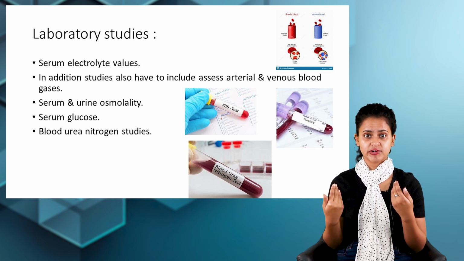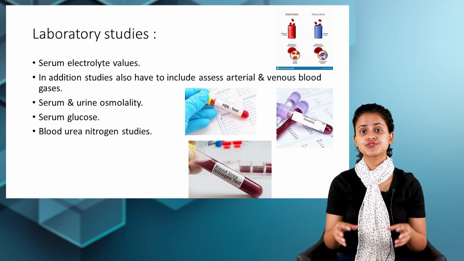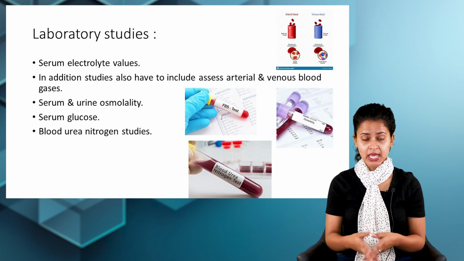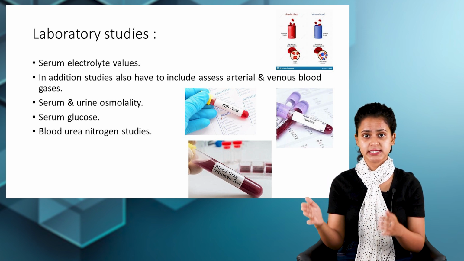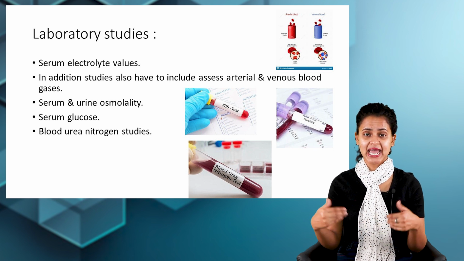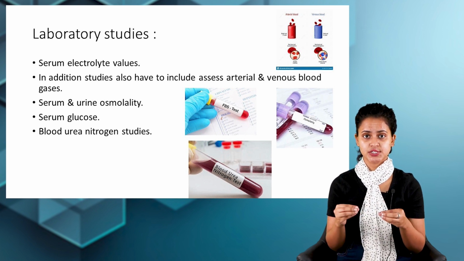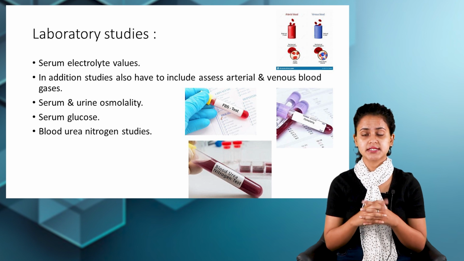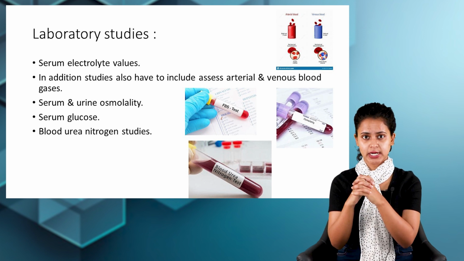Serum and urine osmolarity will often be done for the client, which will indicate the presence of hyper or hypo electrolemia. Next, we will also do studies for serum glucose level, which often indicates the related electrolyte imbalance for the client. Blood urea nitrogen studies will be done to identify the functional ability of the kidney. Even serum creatinine level will often be measured in the case of a client presenting with signs and symptoms indicating fluid electrolyte imbalance.